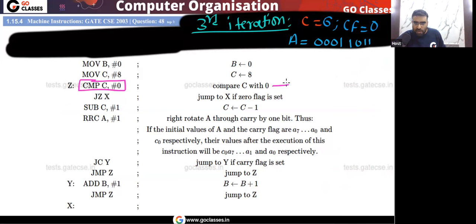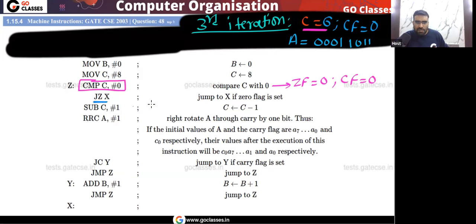After this instruction, what will happen? Please tell me. After this compare instruction, what will happen to the 0 flag and what will happen to the carry flag? Here you can notice the 0 flag will be 0. Okay, you are doing the comparison. You can see the C value is already 6. So the 0 flag will be 0 and the carry flag also will be 0. Okay, both of them will be 0.